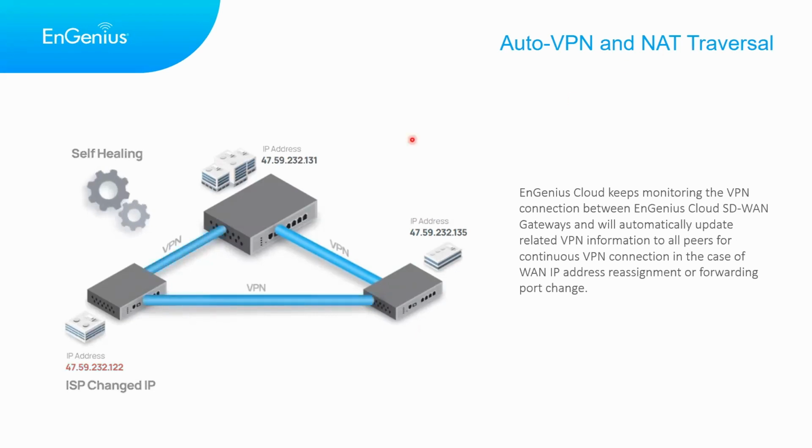NAT Traversal, I don't have a diagram for that, unfortunately. But basically, if you're using the SD-WAN gateway behind another router, you don't need to set up any port forwarding on your main router. You basically just have to enable NAT Traversal, and everything would be taken care of by the system. It would learn your actual WAN IP. It's not going to use the private IP that's provided by the other router that you have, in case you're using it in pass-through mode. And everything would be established as is.